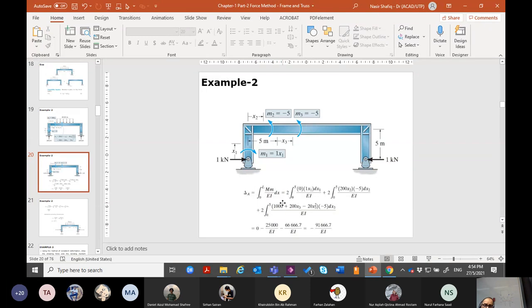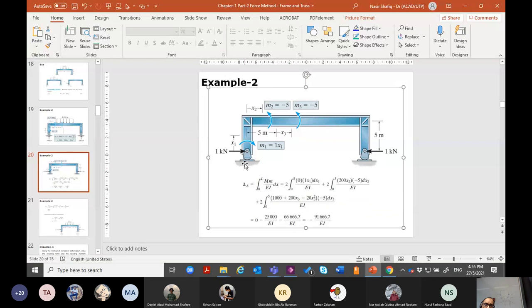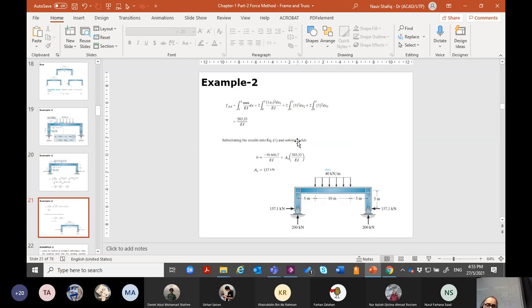By simplifying, delta will be minus, which means vertically downward over here. So we have calculated delta as minus this, right? And over here, what we assumed is on the reverse side. Now we can do this again for the column, M into m for each, so two columns and two beams in the same way. Then we can put the compatibility equation with the primary structure and this. So A_Y is 157 kN, right?